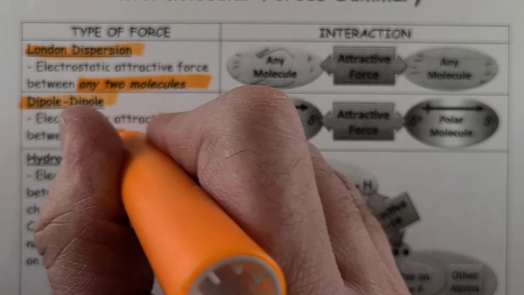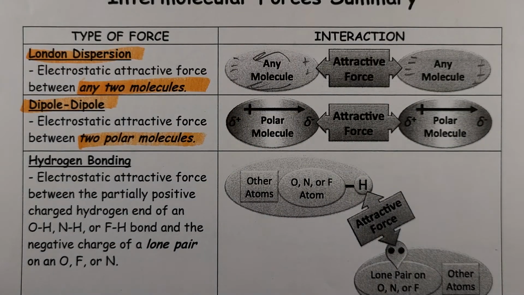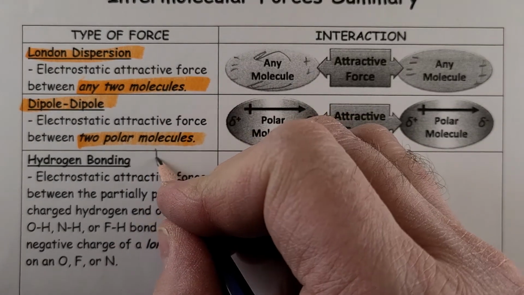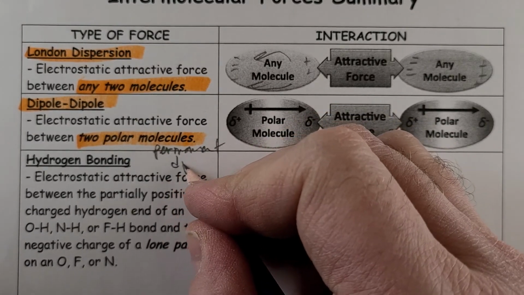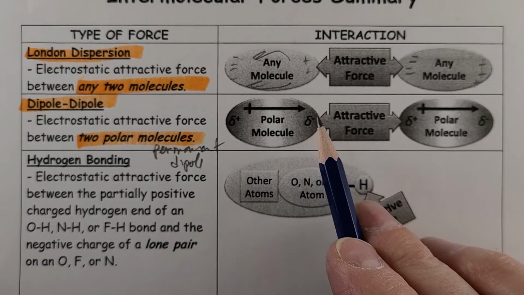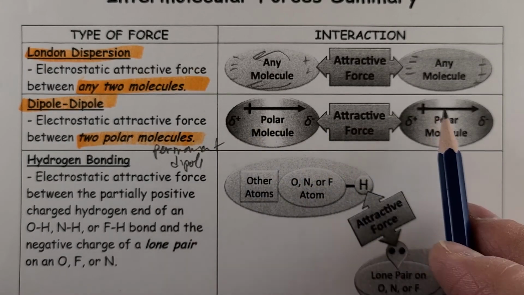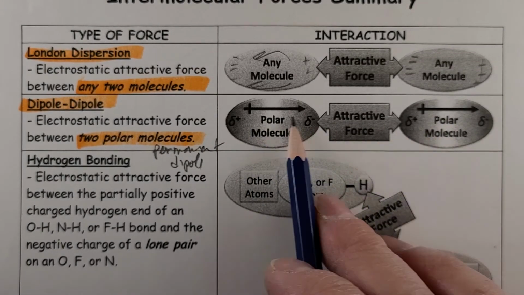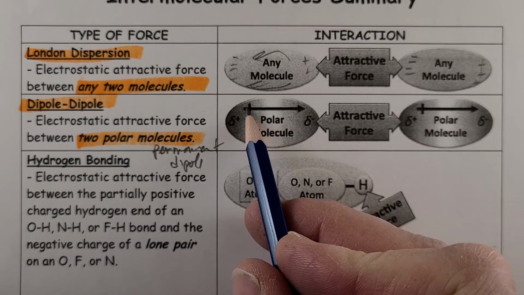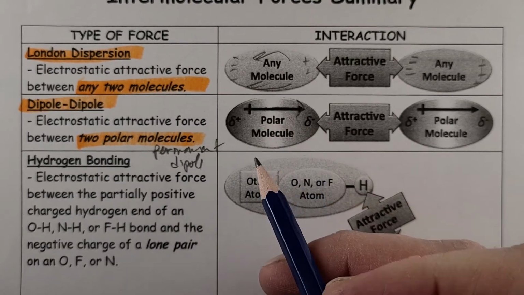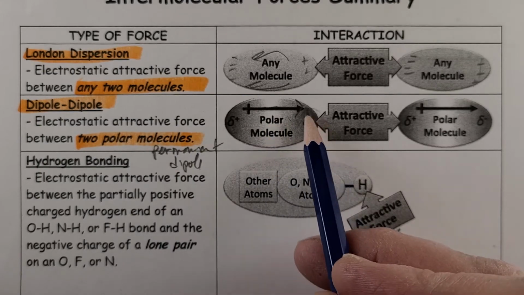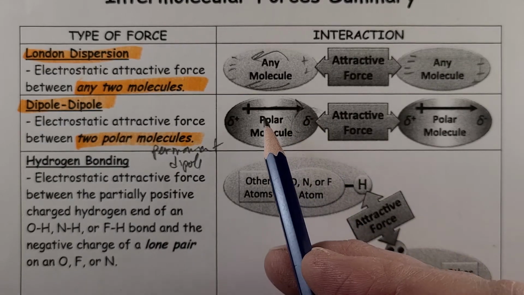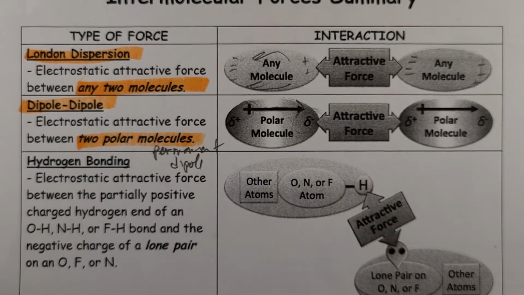Dipole, they have to be two polar molecules. So a permanent dipole. So it's permanently negative, permanently positive, permanently negative, permanently positive, and the opposites attract here. Notice that the arrow shows the direction of the electron movement when they're shared. It's always towards the more electronegative one, which will be negative, and that kind of leaves a positive behind. So that's the attracting force.